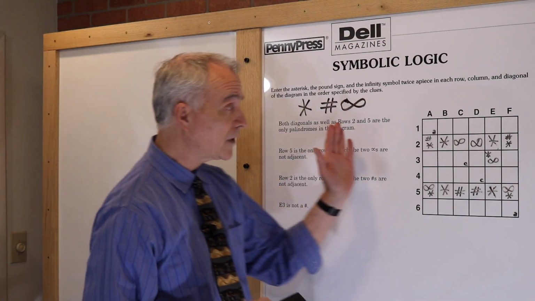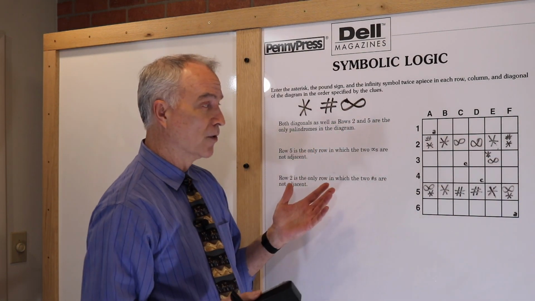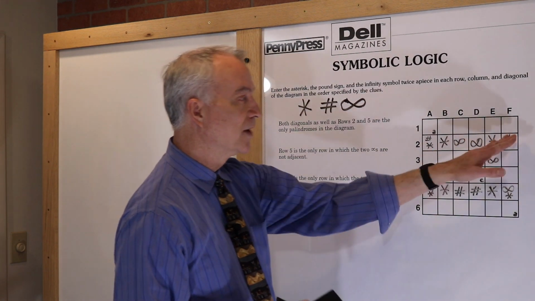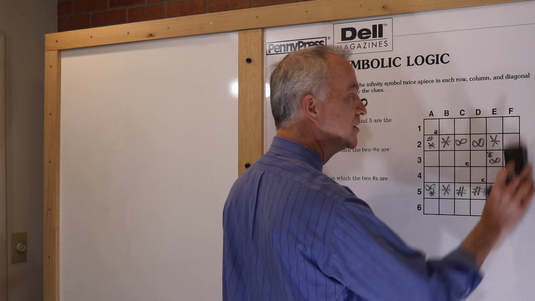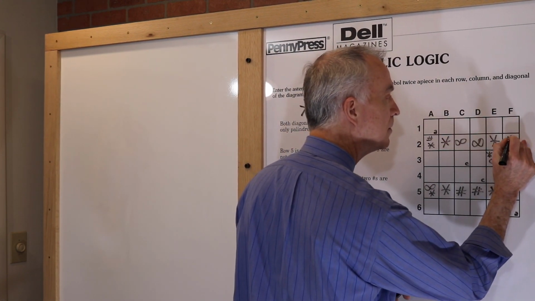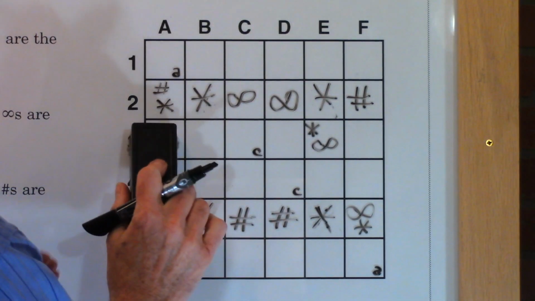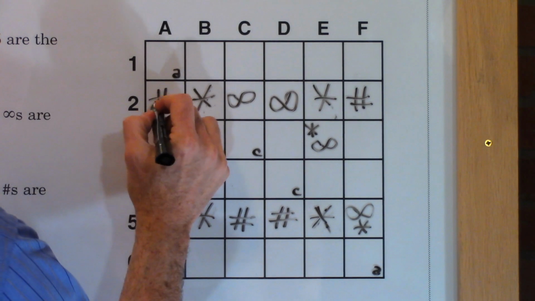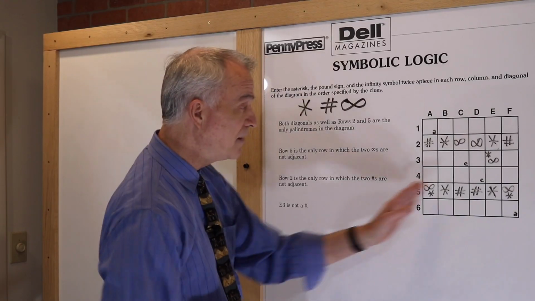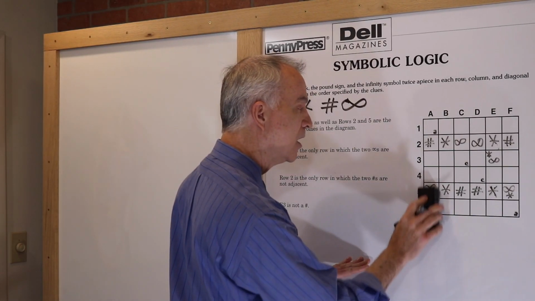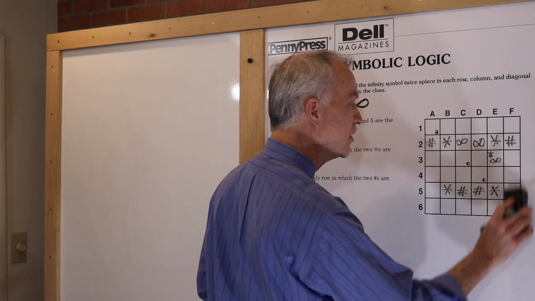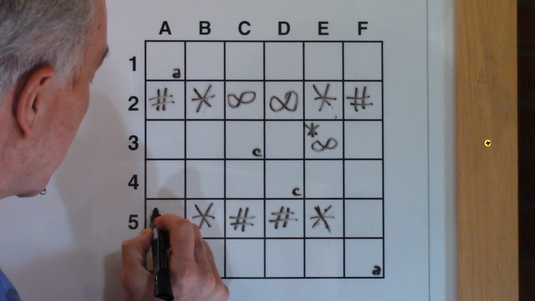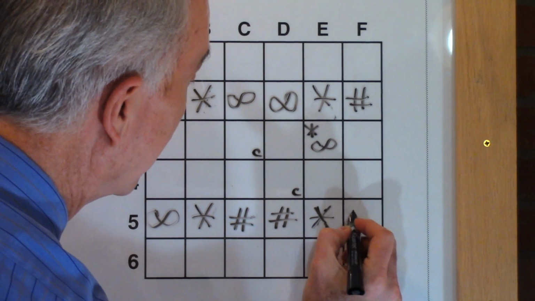Now, row 2, then in order to complete the palindrome, the only thing that we can put on each end is the pound symbol. Same thing on row 5, we can complete that as well. We know that the infinity symbols are going to have to go on the ends in row 5.